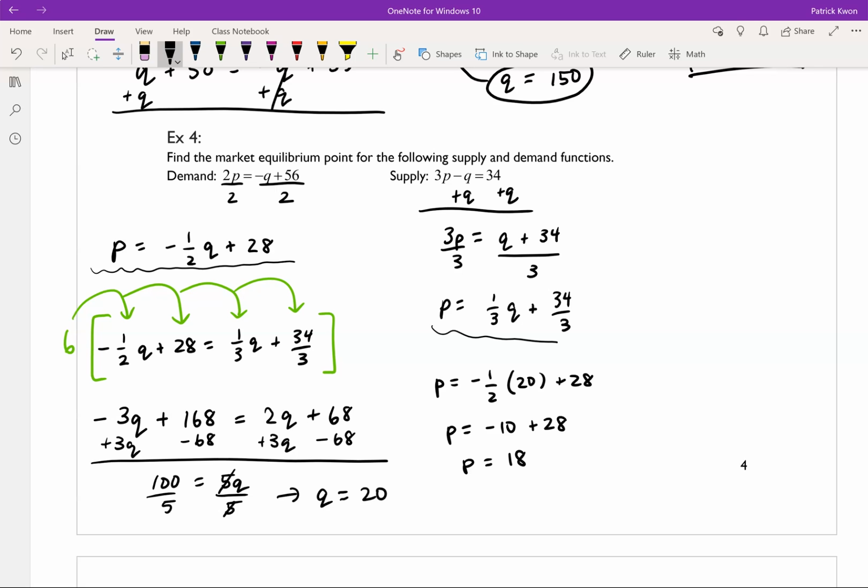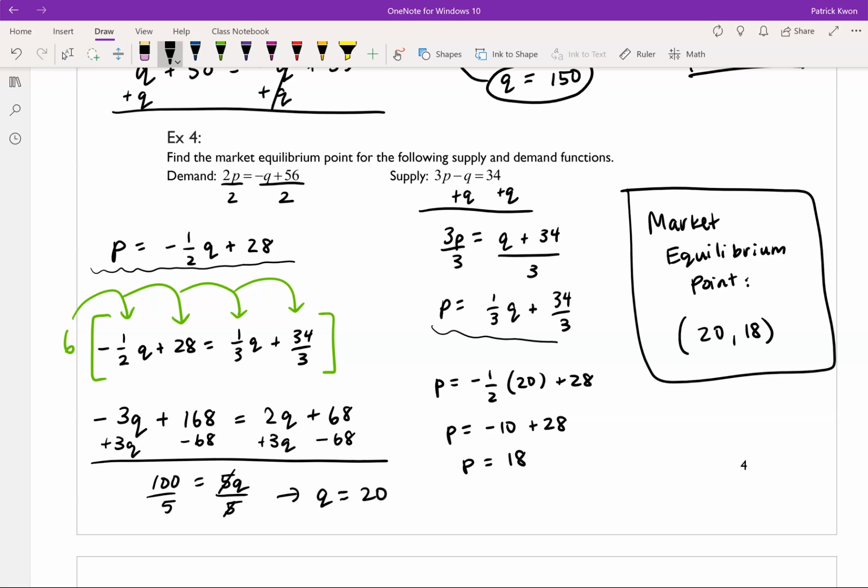So when we're talking about the market equilibrium point, we want Q comma P. And again, sometimes silly mnemonic devices help you remember. I always think about the McDonald's sandwich called the Quarter Pounder, and it's QP, so 20 comma 18 is our market equilibrium point. So there's our final answer.